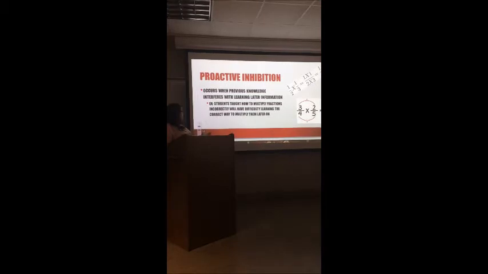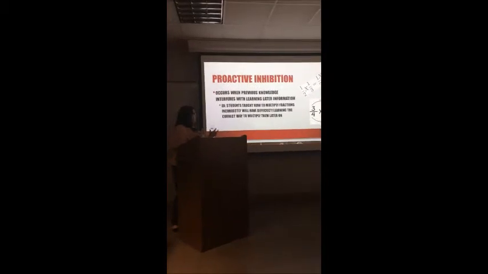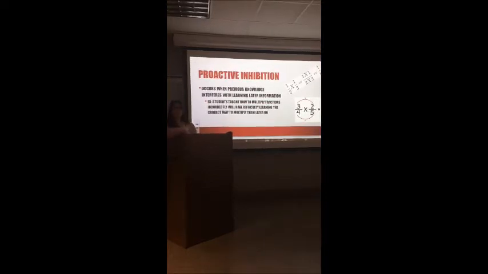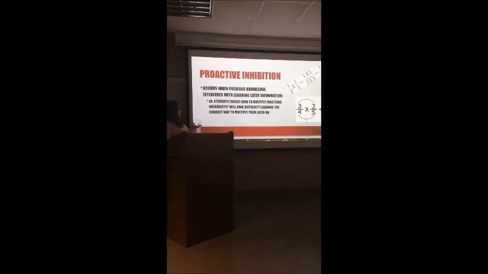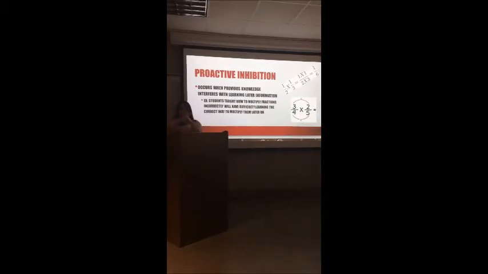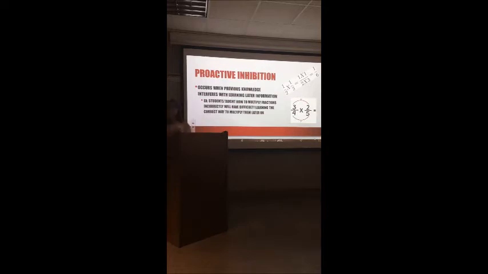Another inhibition is proactive inhibition, and it occurs when previous knowledge interferes with learning later information. So if you're taught one way to do it, and then someone comes behind you and says you've been taught wrong, it's going to be harder for you to go back and learn it the correct way because you have already been taught the wrong way first. A specific example would be if students were taught how to multiply fractions sideways instead of cross multiplication, they would have a hard time remembering the correct way to do it once they're taught the correct way.